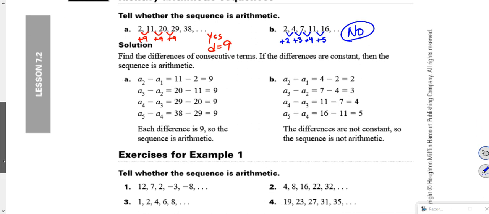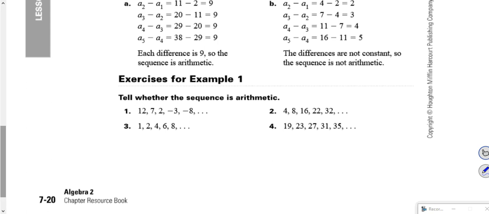Okay, so same thing here on our exercises. Tell whether the sequence is arithmetic. So I'm going to go through here, and to get from 12 to 7, I subtracted 5. To get from 7 to 2, I subtracted 5. To get from 2 to -3, I subtracted 5. -3 to -8, I subtracted 5. So yes, it's arithmetic, and my D would be -5.